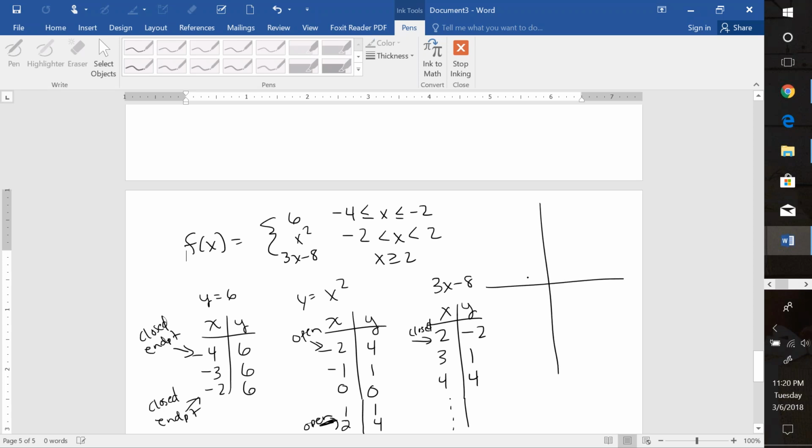So we would need to plot all the pieces. So 1, 2, 3, 4, 5, 6, on each of the axes.